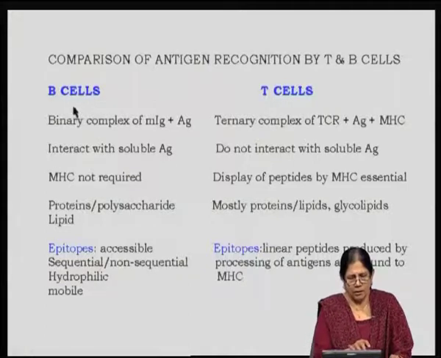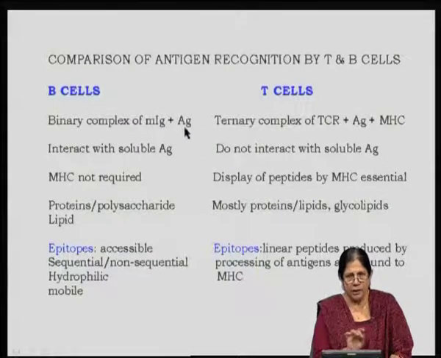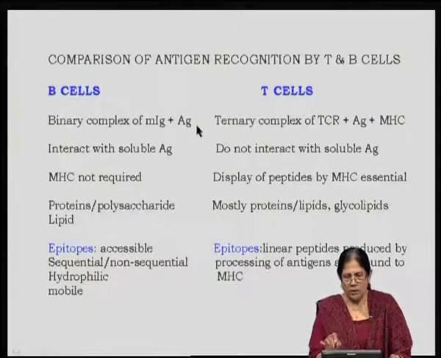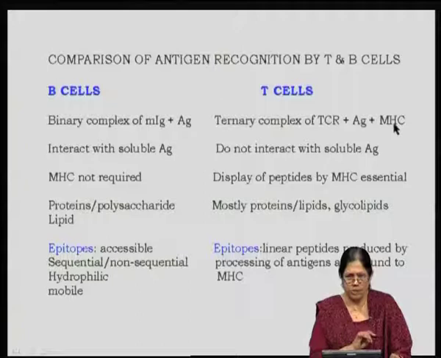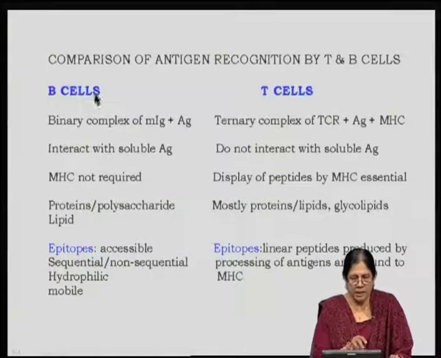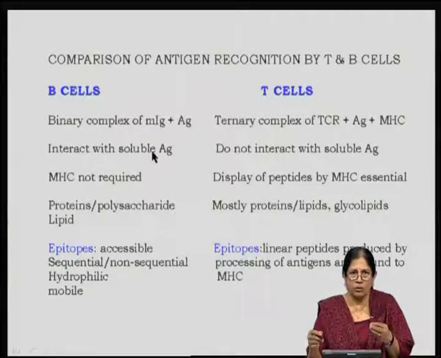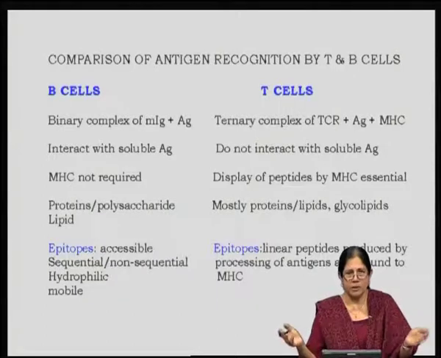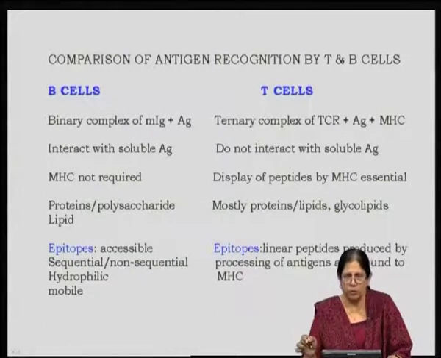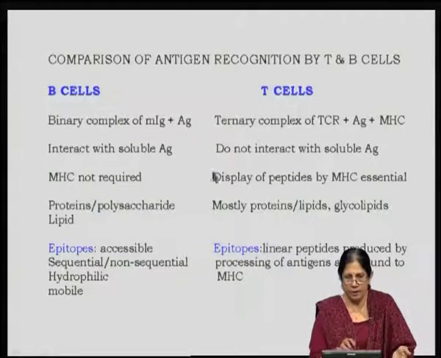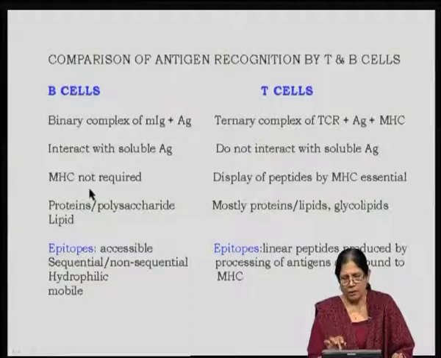Now, for B cells, the receptor is a binary complex of the membrane immunoglobulin and the immunogen. T cells, on the other hand, it is a ternary complex, because there is requirement for the TCR to recognize antigen which is docked onto the MHC molecules. B cells interact with soluble antigen, that means when the antigen immunogen enters our body, B cells can immediately recognize, whereas T cells need that step where the soluble antigen is converted to peptides which are docked onto the MHC molecules. Again, obviously, therefore, B cells do not require MHC, whereas T cells require display of peptides by MHC, and this is absolutely essential.